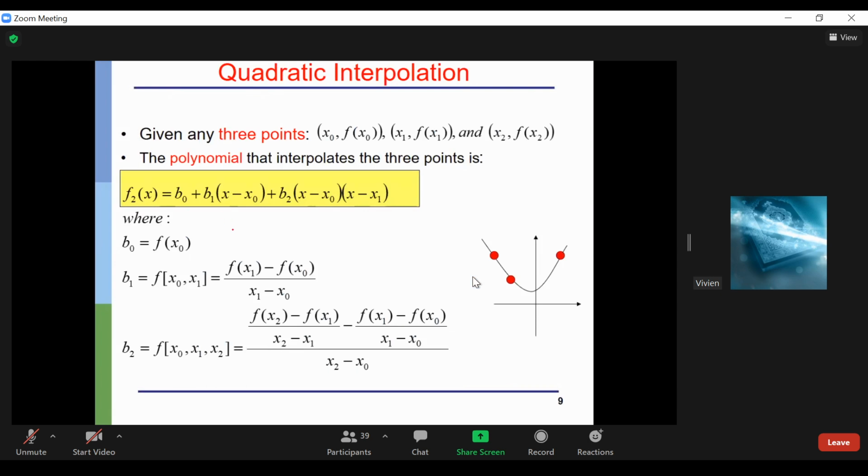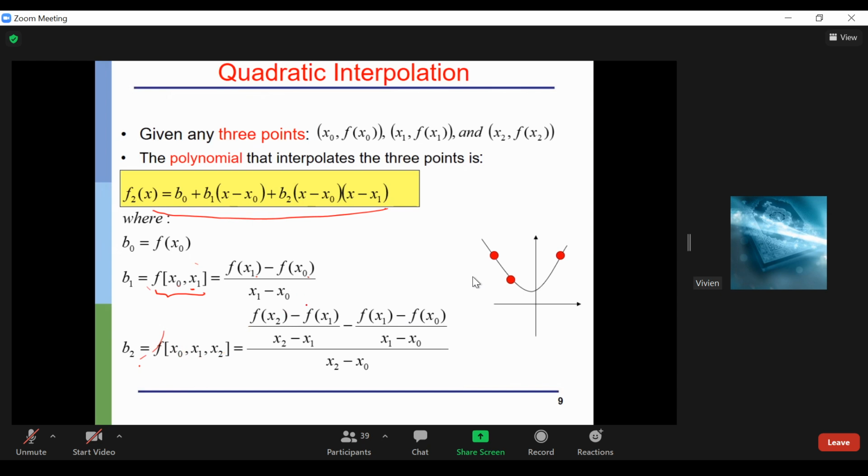Again, this is similar to before. Now to make it easier, we can write it down like this. When we have P1, which is the slope between 1 and 2, we write it down as F[x0, x1]. This means it is the first divided difference between point x0 and x1, or the slope between x0 and x1. And P2 here is the second divided difference between 3 points, which is x0, x1, and x2.